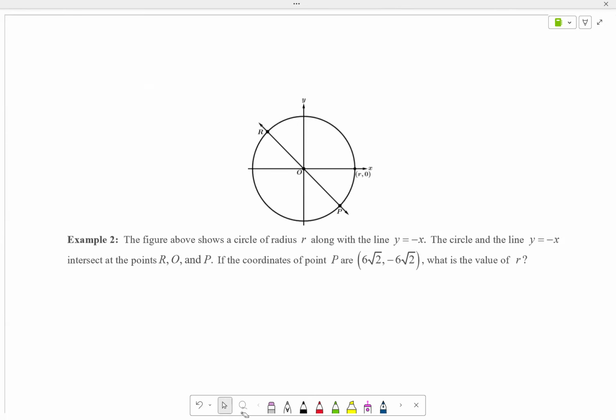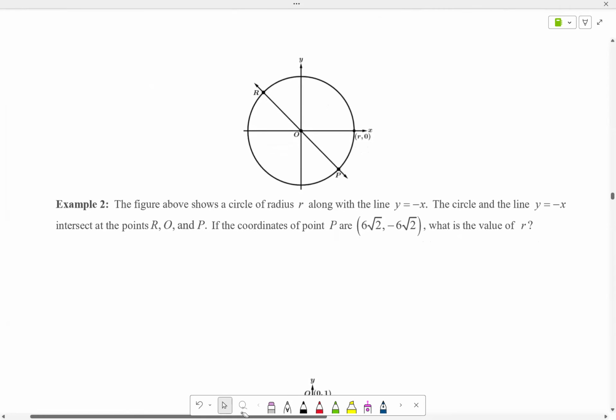Either way, who'd like to tell us how to do this? Yeah, Emma. The coordinates are very similar to 2√2, comma negative 2√2. Is 2 root 2 on a unit circle? I think you're thinking of root 2 over 2. Okay, but I'll mark this 6 root 2 and this one negative 6 root 2. Something times 2√2 over 2 equals 6√2. We can just solve for that.